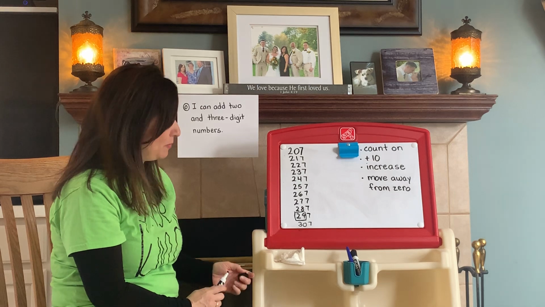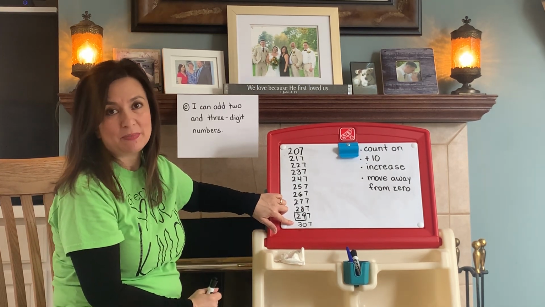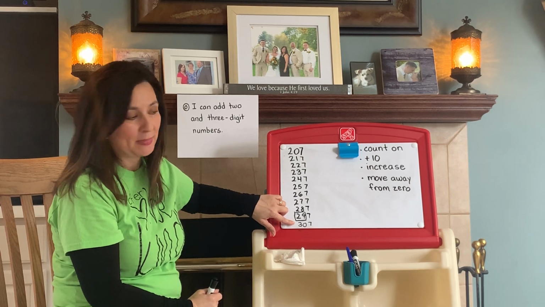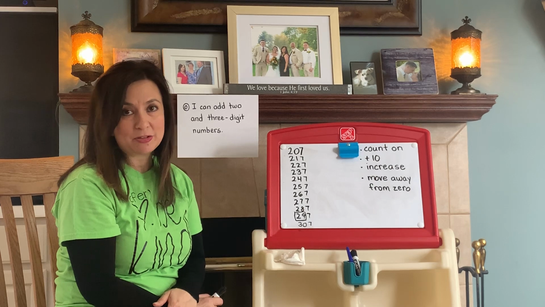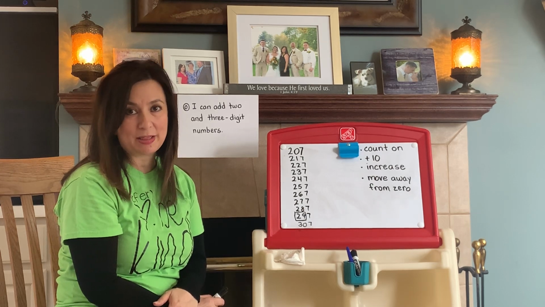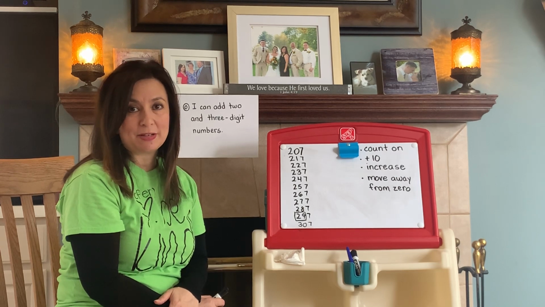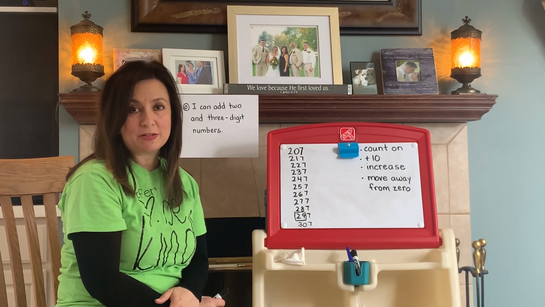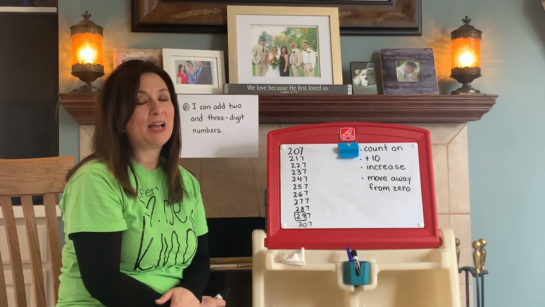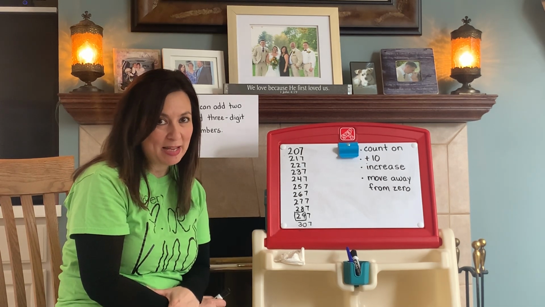Are you ready to count with me without me writing down? I'm going to start with 307 and we'll add tens. Are you ready? 307, 317, 327, 337, 347, 357, 367, 377, 387, 397. I'm going to give you a little bit of think time.